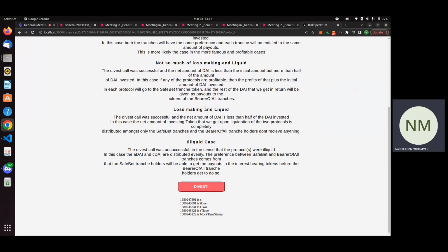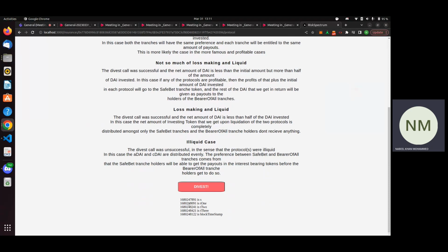And the fourth one, being the last one, is where it's illiquid, right? It is going to have either one of those interest-bearing tokens or both of them. In this case, my payouts will be a mixture of either DAI and those interest-bearing tokens, or just interest-bearing tokens. So to create the priority, there is a period when only safe bets are allowed to get their payouts back, right? Only safe bets are burnt and allowed to get their payouts back. After this period, both safe bets and bearer falls can be done. But this way, there is a priority created between safe bets and bearer falls, right?